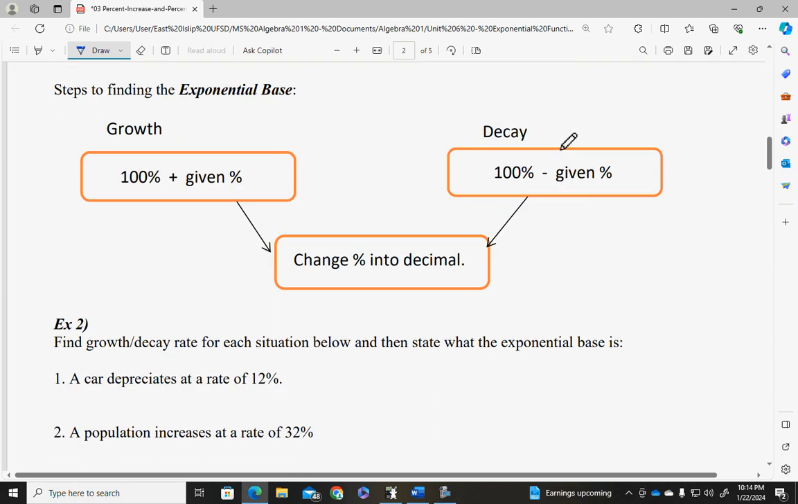So this just summarizes what we just did over here with our growth, that you have 100% and then you add on the given percent and then we change it to a decimal. Well, guess what? We could do the same thing with decay. You start with 100% because 100% is all of something. But if it's decaying, now notice it's subtraction. So it's 100% minus the percent they give you. You change it to a decimal and you do your multiplication.